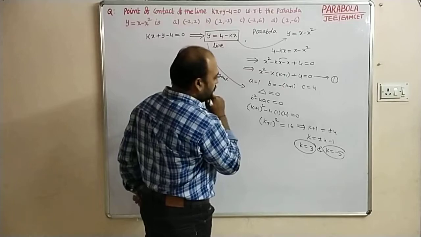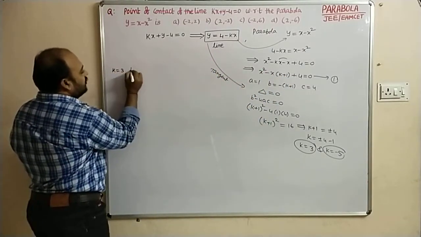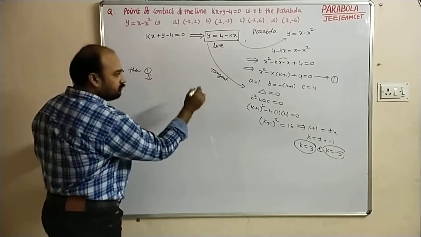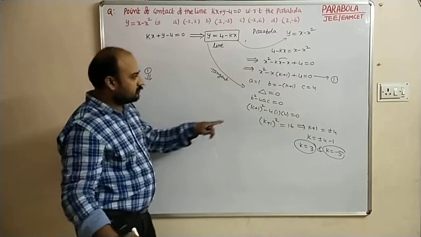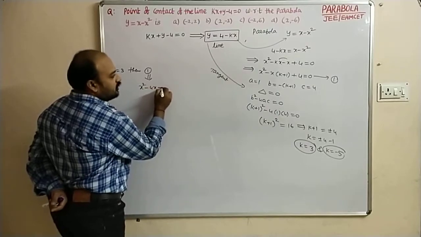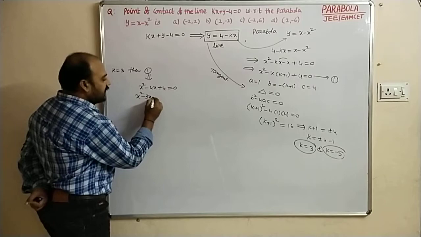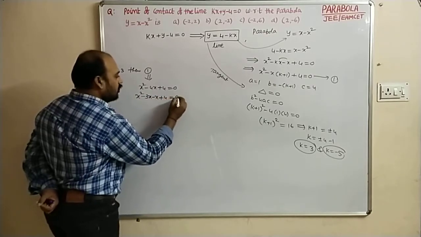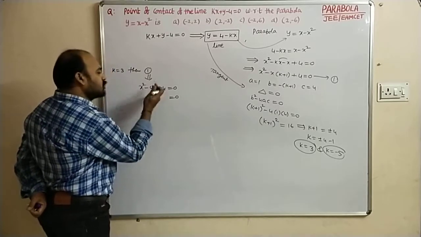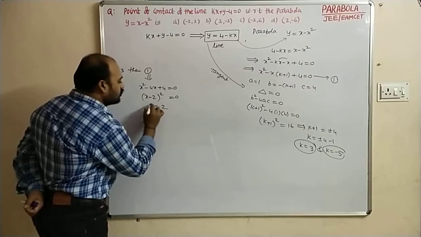If the value of k is equal to 3, substitute in this equation. Then equation 1 implies x square, k equal to 3 means 3 plus 1, 4, minus 4x plus 4 equal to 0. By factorization, x square minus 4x plus 4 equal to 0. It is the expansion of (x minus 2) whole square equal to 0. X is equal to 2.